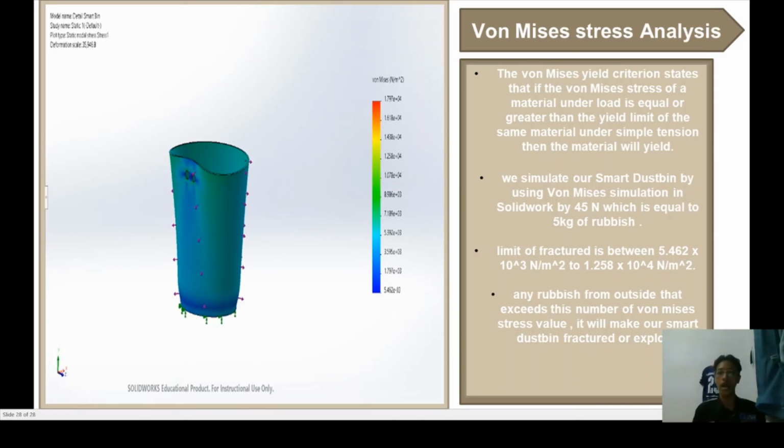And we found out that our limit of fracture is between 5.462 times 10 to the power of 3 Newton per square meter and 1.258 times 10 to the power of 4 Newton per square meter. Any rubbish from outside that exceeds this von Mises stress value will make our smart dustbin fracture, explode, or break. That's all from me.